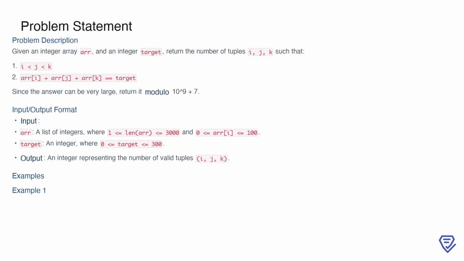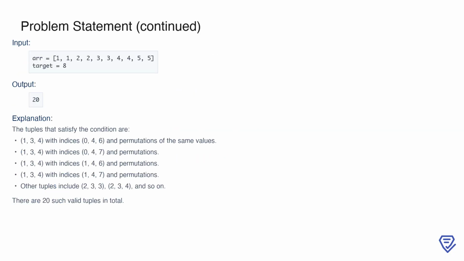Now let's look at an example to clarify how such tuples are identified. Consider the input array ARR equals 1, 1, 2, 2, 3, 3, 4, 4, 5, 5, and the target 8. The output for this input is 20. To understand why, we need to examine all the tuples that satisfy the conditions. For example, we can take the values 1, 3, 4, with indices 0, 4, 6. This tuple sums up to 8, and the indices satisfy i < j < k.